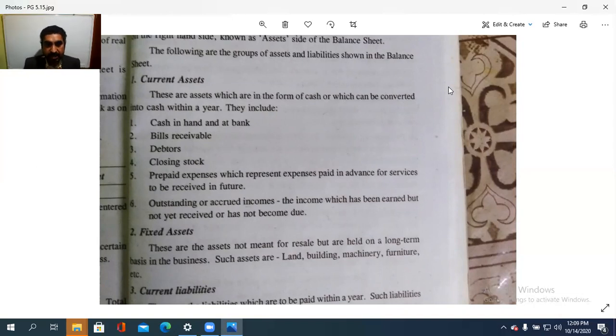While fixed assets are those that are not meant for resale but are held on a long-term basis in the business. They stay for a long time, that is the fixed asset. You can tell from the name itself, that it is to be fixed in the business. Okay. Such assets are land, building, machinery, furniture, etc.